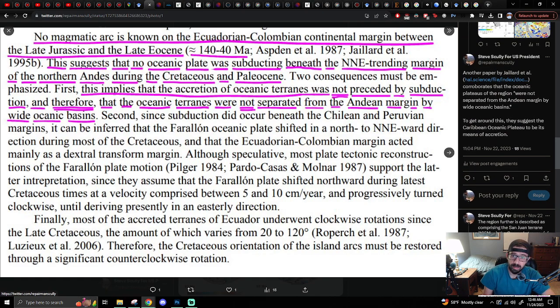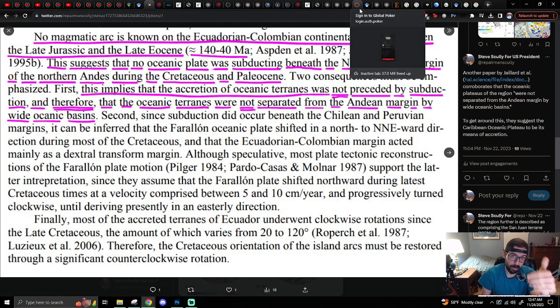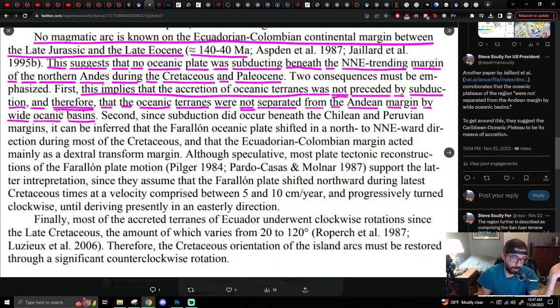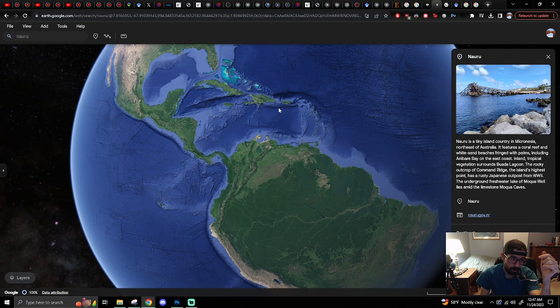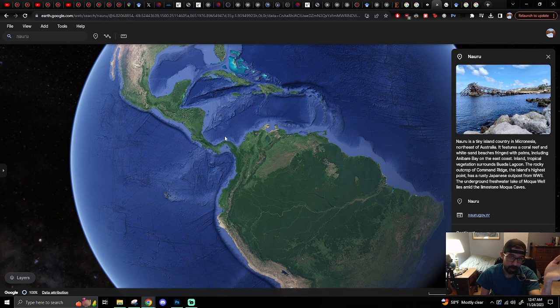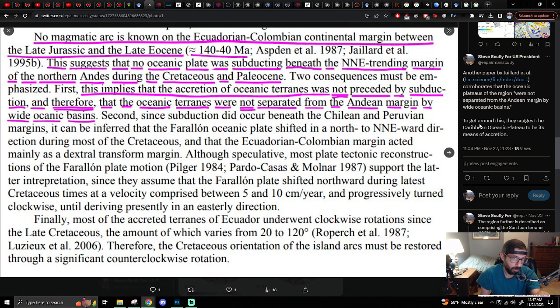To get around this, they suggest the Caribbean Oceanic Plateau to be its means of accretion. So basically, they're like, well, something's going on here. Where's this oceanic terrain coming from? It can't have come from Manihiki across. It can't have crossed this wide oceanic basin. That's not what happened. So what they interpret is, therefore, it must have come from the Caribbean large igneous province here and be part of it, but we'll see in a second that that can't be the case either.